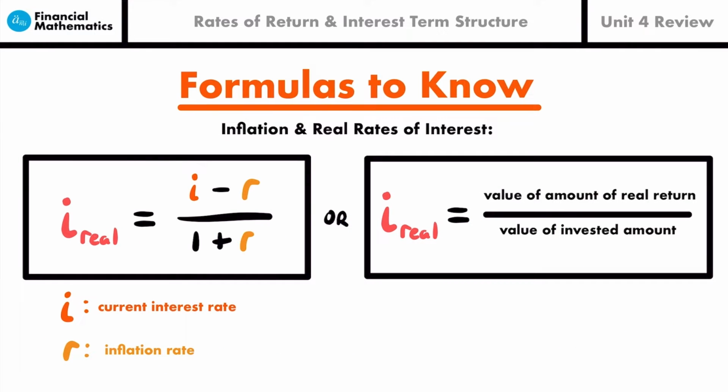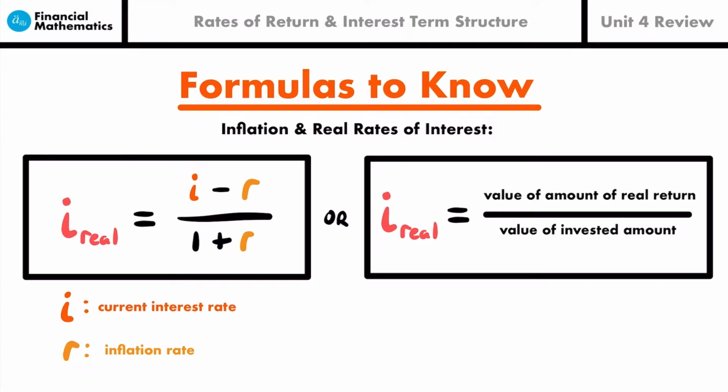Now we're going to look at the formulas for inflation and real rates of interest. Remember that you can find the real rate of interest for a particular scenario by taking the current interest rate, subtracting the inflation rate, and dividing it by 1 plus the inflation rate. All right, so the real interest rate is equal to i minus r divided by 1 plus r.